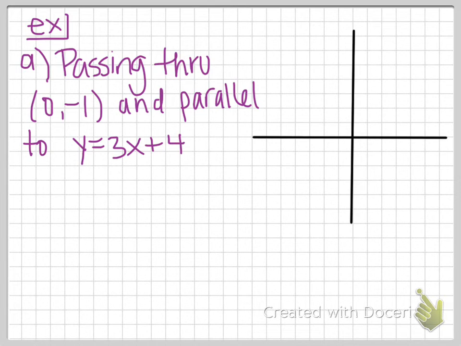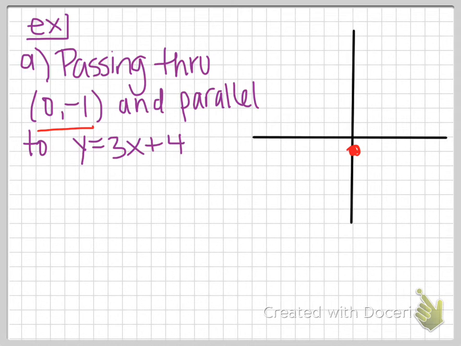So now the next and last thing that we're going to practice today is putting all these concepts together of graphing and parallel and perpendicular. They want you to graph the line that meets the given conditions. It says passing through the coordinate (0, -1), and it needs to be parallel to the equation y equals 3x plus 4. So let's start by plotting the point (0, -1). So (0, -1) is right here.